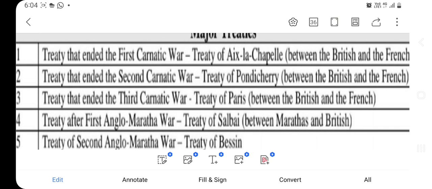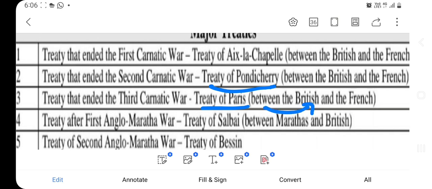See, the treaty ended the first Carnatic War, Aix-la-Chapelle. Between whom? Carnatic Wars means the British and the French. Next, the second Carnatic treaty. The third Carnatic treaty was the Treaty of Paris. In this war, the British won the battle.